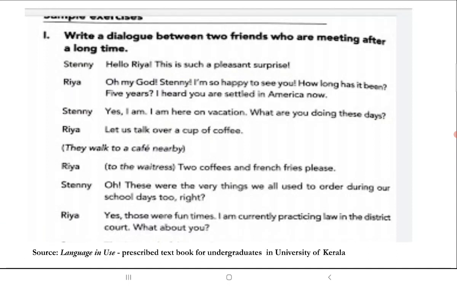So this is an example of a parenthetical being used. Okay, they walk to a cafe nearby.